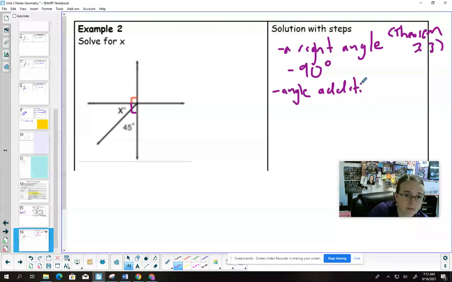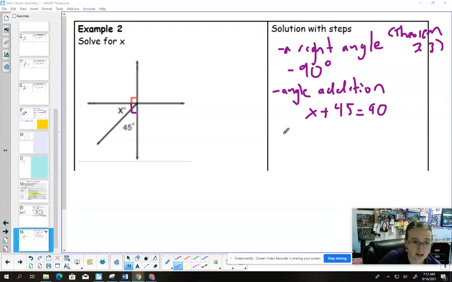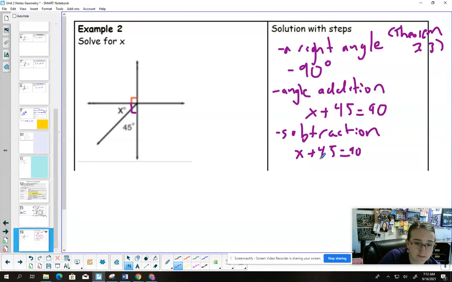So with angle addition, we would add my two pieces together. I have x plus 45 is going to give me my full angle 90. And again, from there, we have subtracting. x plus 45 equals 90. I can subtract my 45 over. We get x equals 45.